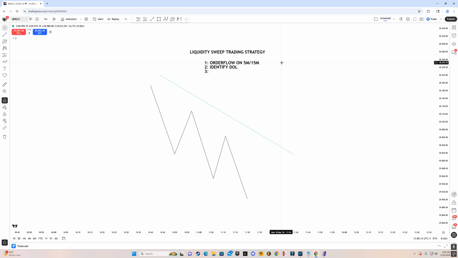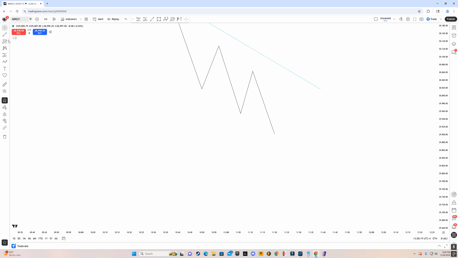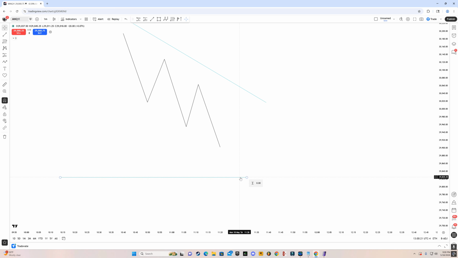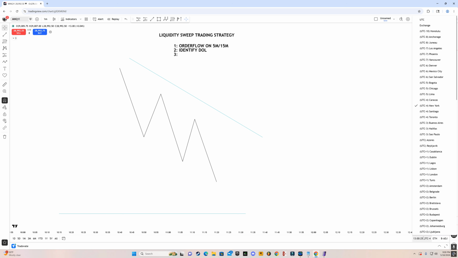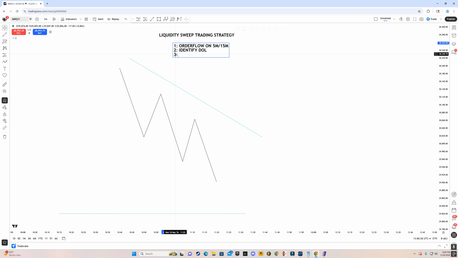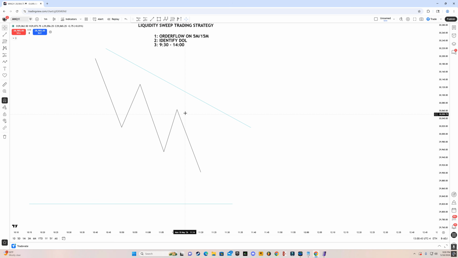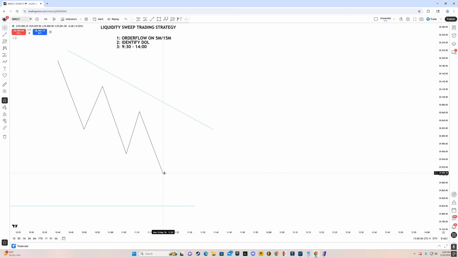So once you have identified the order flow on the 5 or 15 minute, once you have identified your draw on liquidity, which is, let's say, down there, right? What you want is to drop down to the 1 minute time frame and make sure your time zone is set to New York. Now, our trading window is from 9:30 till 14, okay? So we can only trade till here and find these patterns. 9:30 a.m. New York time till 14. So what we need first is a push down, okay?